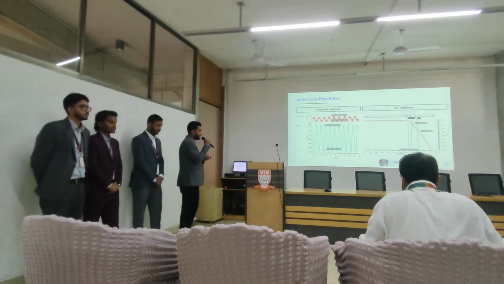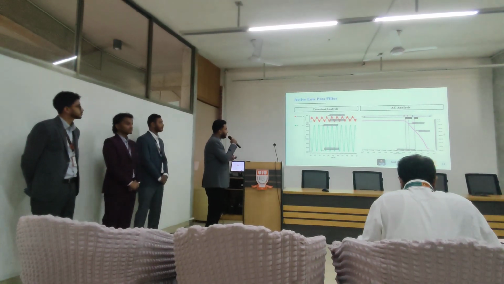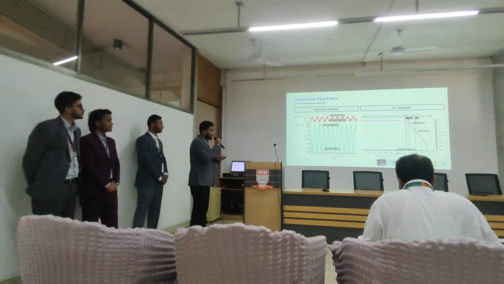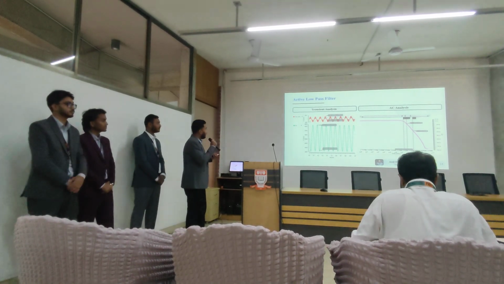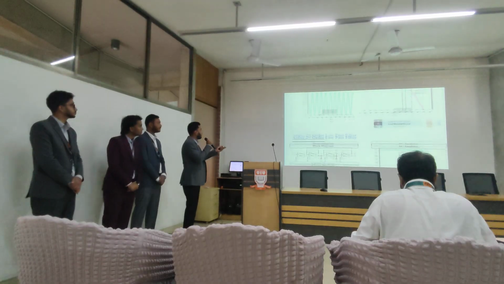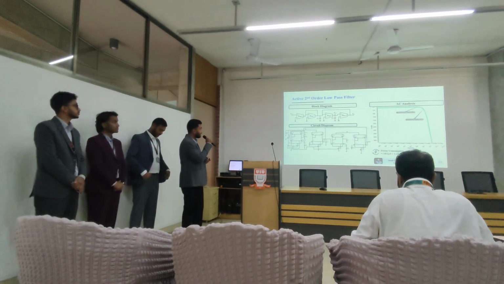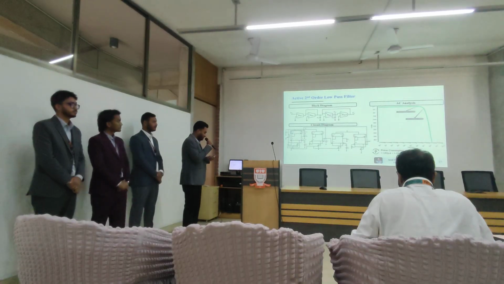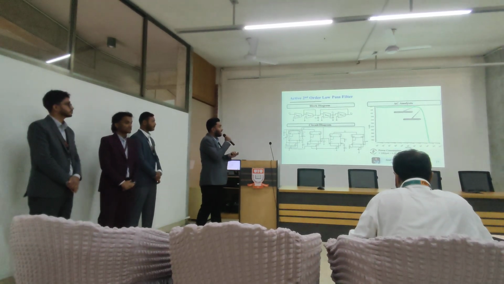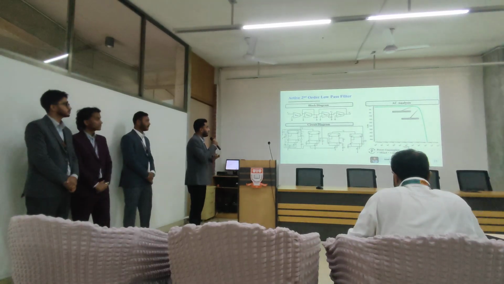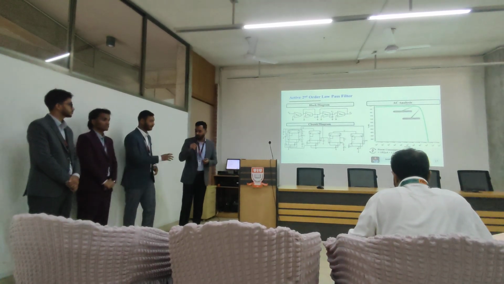Here is our DC analysis and AC analysis. AC analysis shows that we have a cutoff frequency of almost 20 MHz and 20 dB attenuation. Then finally, cascading two first order low pass filters, we create a second order filter. Here the cutoff frequency is 20 MHz, but this time the attenuation is 40 dB per decade. That's it from my side. Now I will request Shubham Kormakar to continue from here.